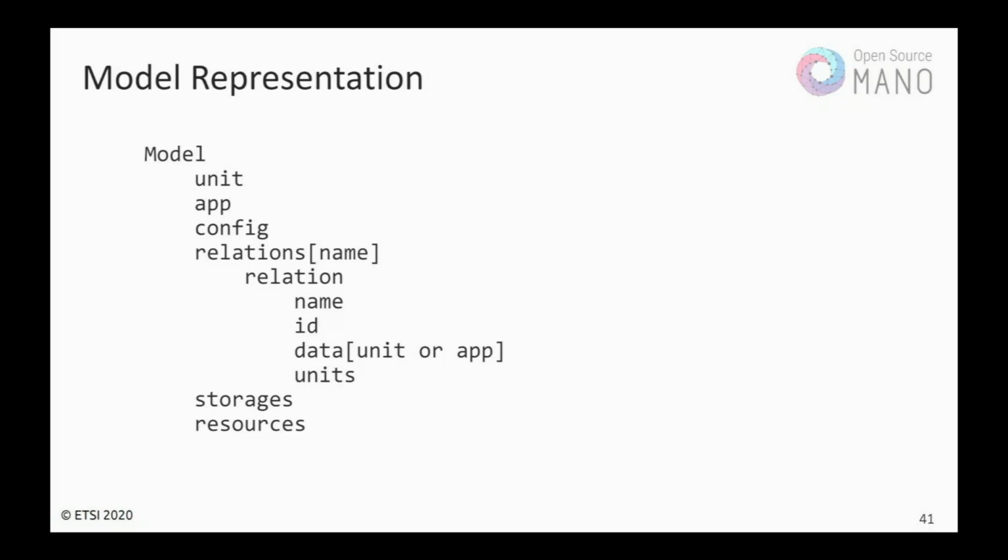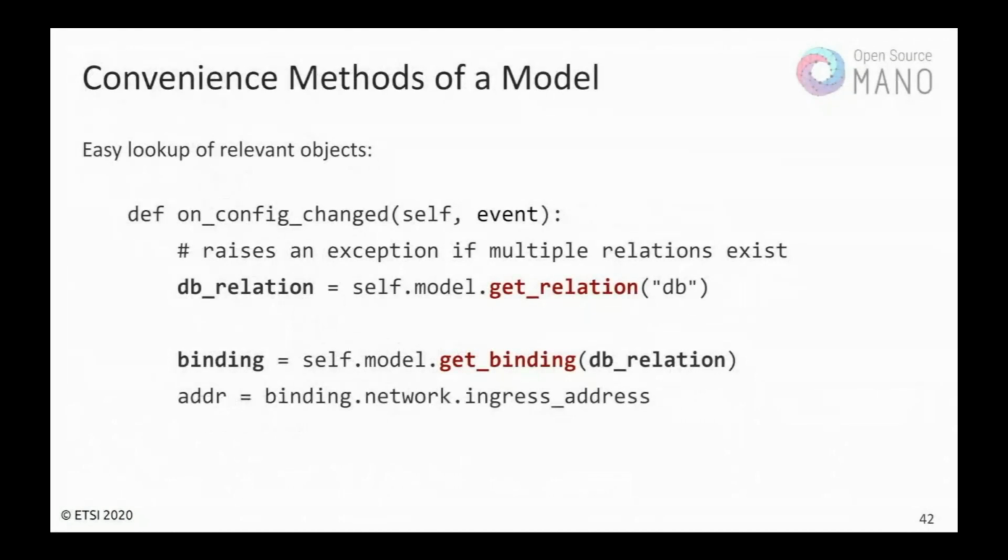So all of that is exposed in the model object that you can access through reference to yourself. So you would use something like self.model to access those attributes. The model object also has some methods to query for objects that you need to use.